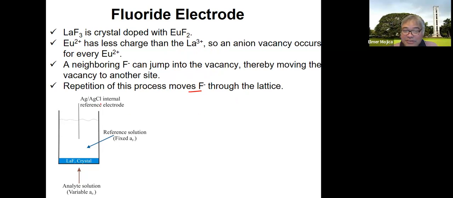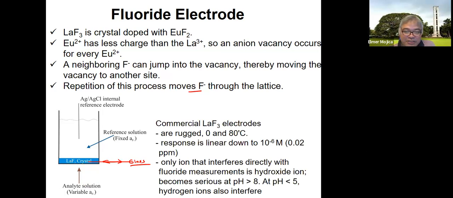So you have a silver chloride internal reference electrode, and then the reference solution, usually a fluoride, that's fixed. And then you have the crystal and you have the analyte solution. So think of it as this one replacing what? The glass membrane in the pH meter.